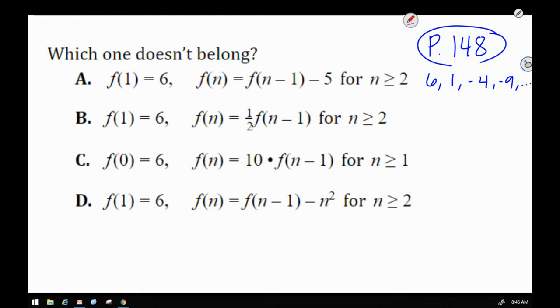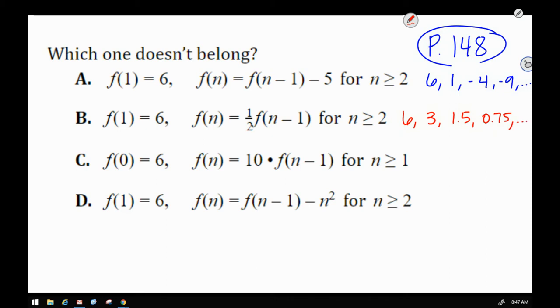Okay, what's happening on part B? Did anybody say that one doesn't belong? Really? It's the only one with a fraction. When you multiply by a half, it means you're multiplying by a half each time. So we're going to start with 6, times a half is 3, times a half is 1.5.